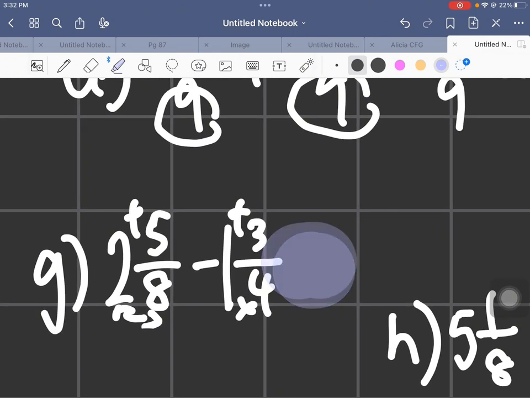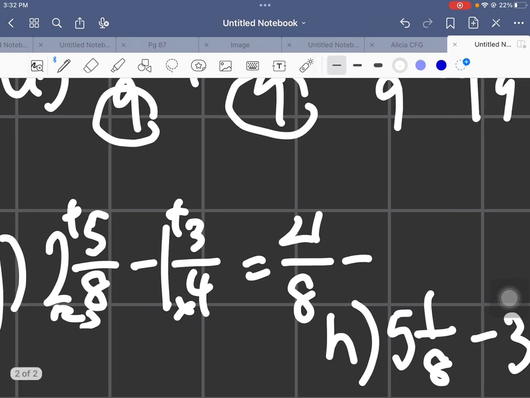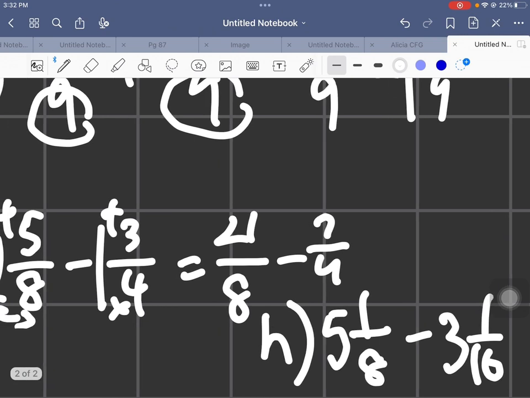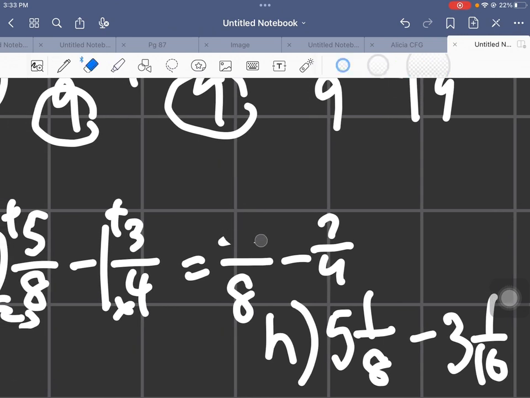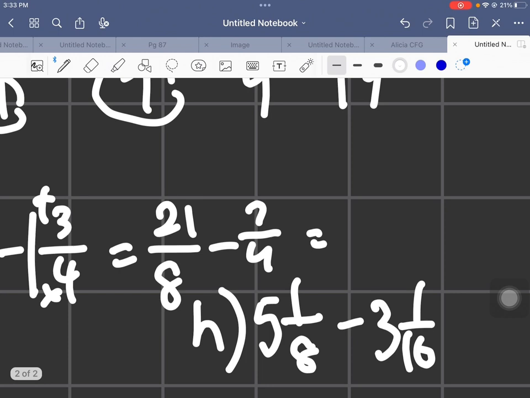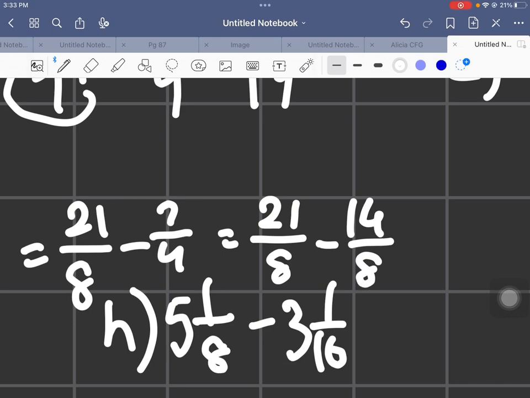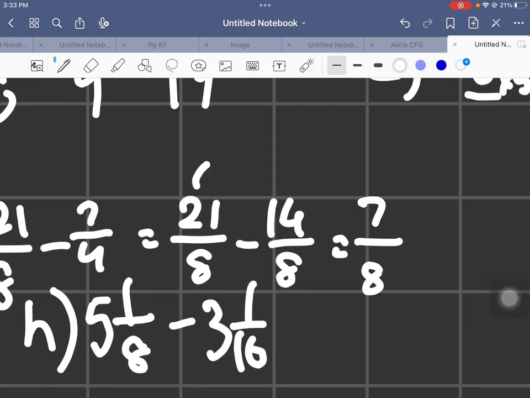Question G. Okay, so now it's a mixed number and a mixed number. For this question, we can convert them to improper fractions first. 2 times 8 equals 16, 16 plus 5, 21 over 8, minus 7 over 4. The denominator is not the same, so we need to convert them. 4 needs to convert to 8, since 4 times 2 equals 8. And we'll get 7 over 8 because 21 minus 14.